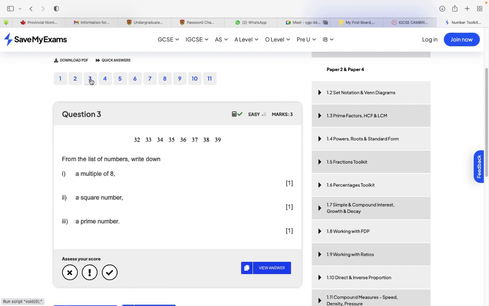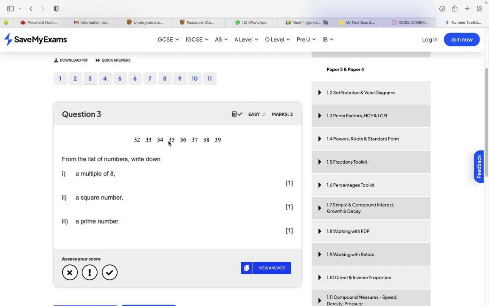Okay, say from the list of numbers, write down the multiples of 8. So they've given us a list of numbers: 32, 33, 34, 35, 36, 37, 38, 39. They want us to write the multiples of 8. Multiples of 8 means numbers that you can get by multiplying 8 with another number. For example, 8 times 1 is 8, so 8 is a multiple of 8. 8 times 2 is 16, so 16 is a multiple of 8.